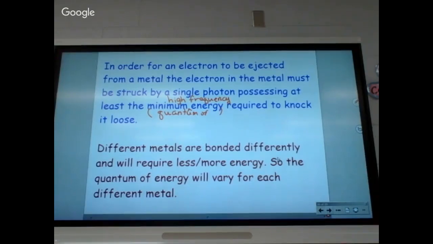Do all metals require the same amount of energy to knock their electrons loose? No. All right. Different metals require different amounts of energy. Not all metals require the same amount of energy to knock the electrons loose. Different metals are bonded differently and require more or less energy. So the quantum of energy will vary for each different metal.